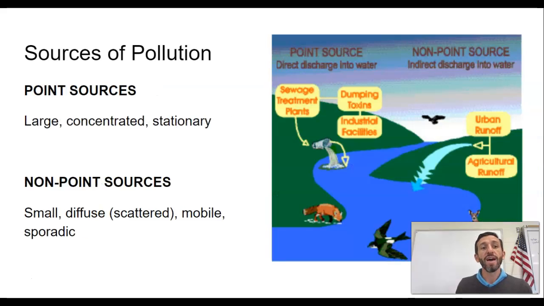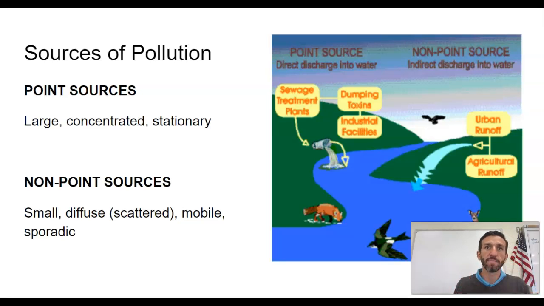All right. Another way to talk about sources of pollution is what we call point sources and non-point sources. So a point source is something that's large, typically concentrated, stationary. You can point to it and say, there's the source of the pollution. A non-point source is something that is small, diffuse, which means it's scattered. It can be mobile or it can be sporadic.